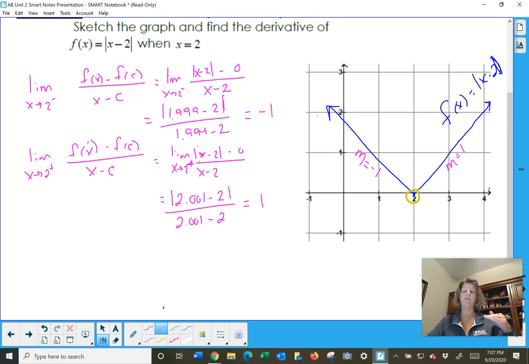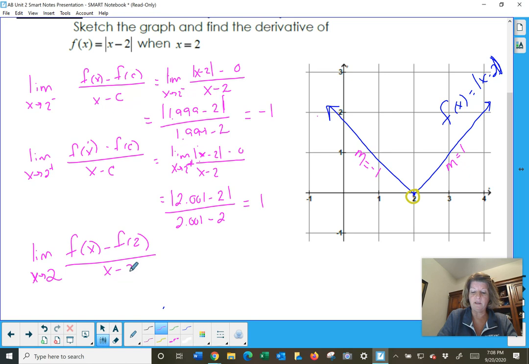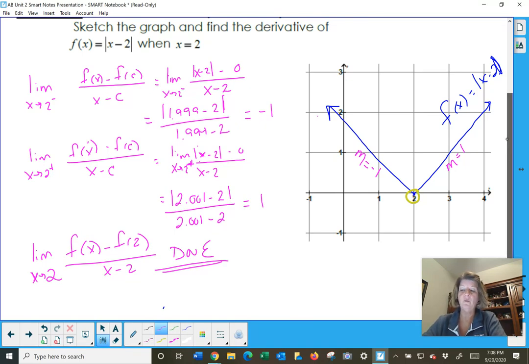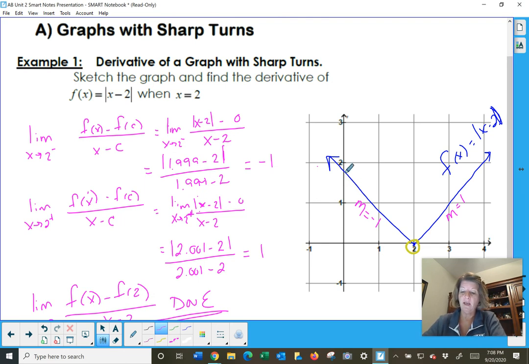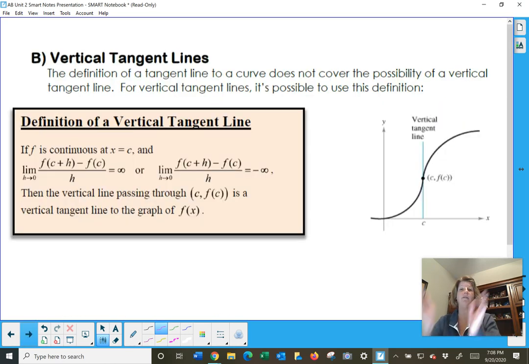So the limit from the left, which represents the slope of the line, and the slope from the right do not agree. So the limit as x approaches 2 of f of x minus f of 2 over x minus 2 does not exist. And for that reason, we can see that at a sharp corner, the derivative does not exist. If we had a parabola, we have that nice gradual turn, and then we're fine because the limits will agree from left and right, but not when you have that sharp point.